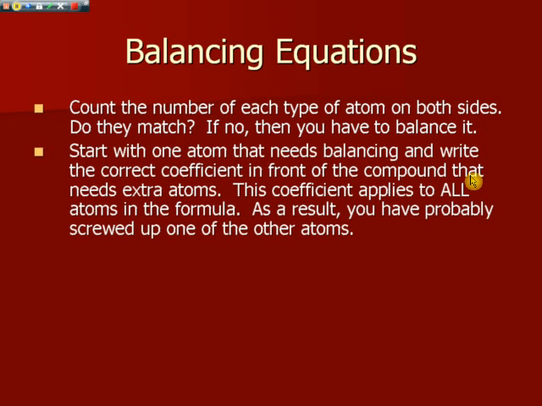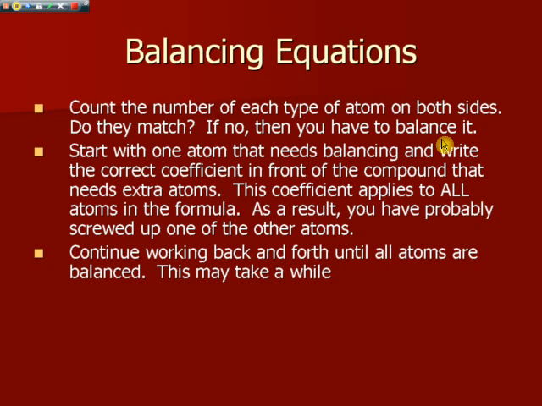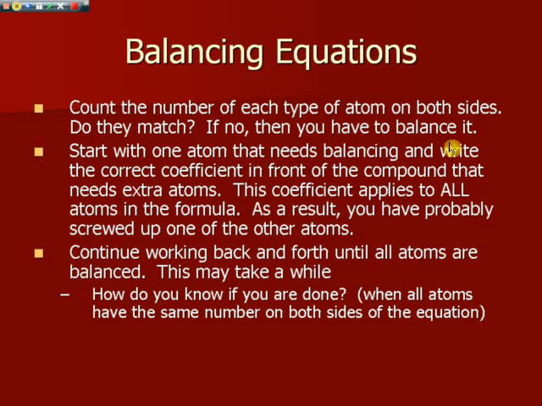We're going to start with one atom that needs balancing and write the correct coefficient in front of the compound that needs extra atoms. Coefficients are applied just like the distributive property in math, through all the symbols in that formula. Again, this coefficient applies to all atoms in the formula. As a result, you've probably thrown off one of the other atoms. Now, you're going to continue working back and forth, changing the atoms until they all balance. It could take a while. But you know you are done when you have the same number on both sides of the equation. When the same number and types of atoms are on both sides of the equation, then you have it balanced.